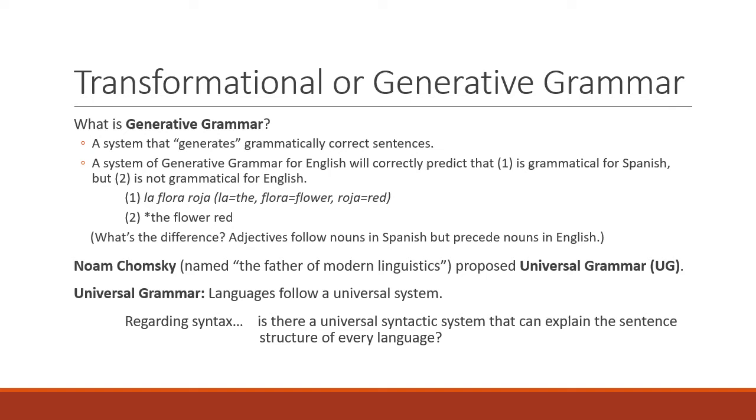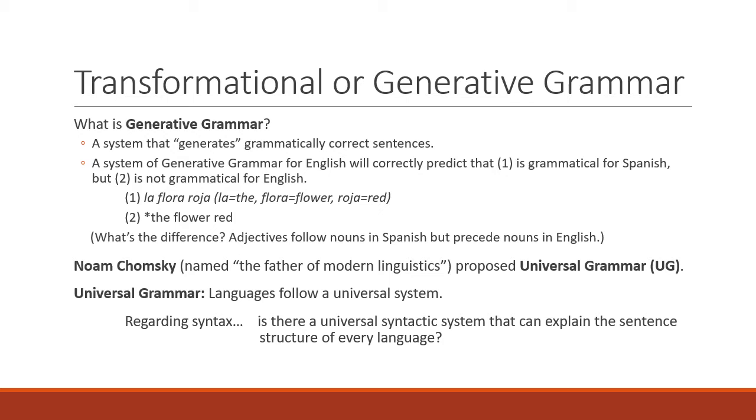So number one, la flora roja. La is the, flora is flower, and roja is red. And this is grammatical in Spanish. But if you translate it directly into English, it is not grammatical. It's a flower red. If you translate it into English, you have to flip it around to match English's phrase structure. So it becomes the red flower. So what's the difference is that adjectives follow nouns in Spanish, but they precede nouns in English.